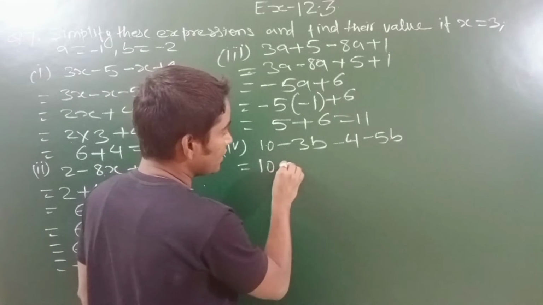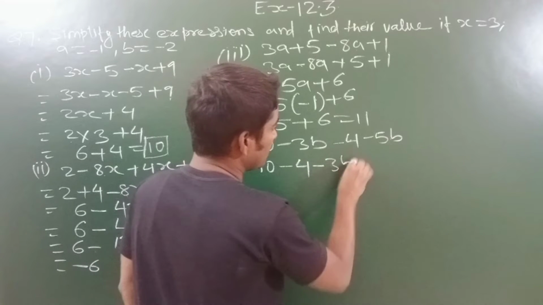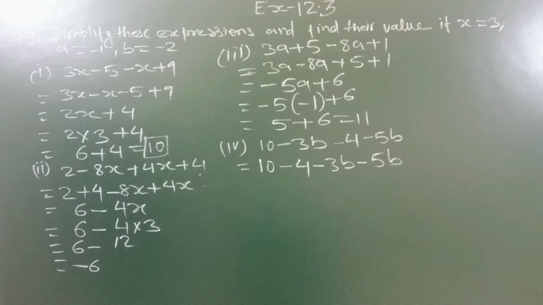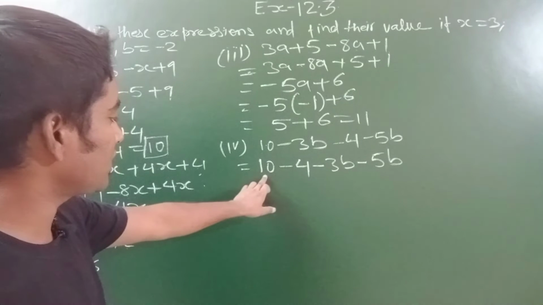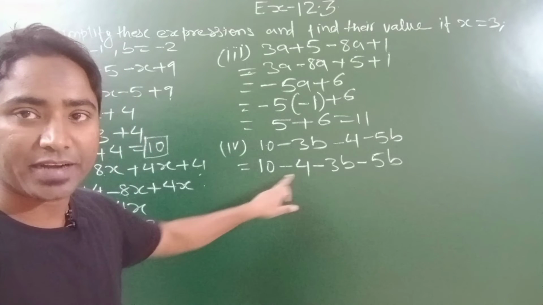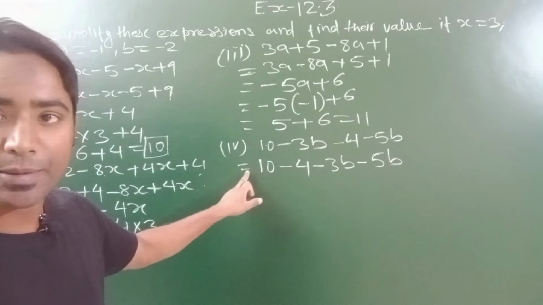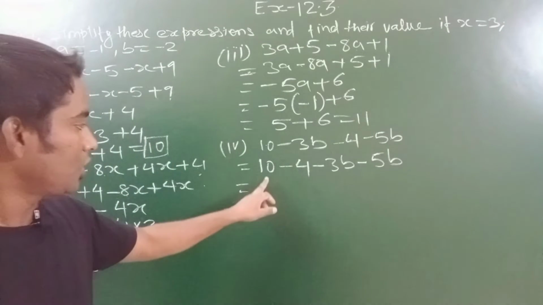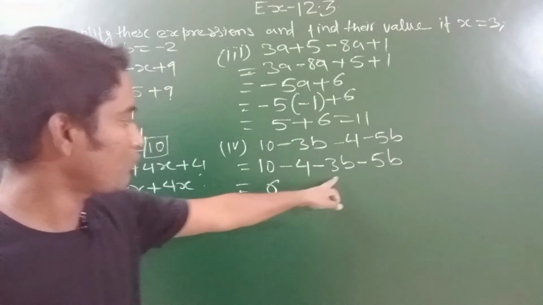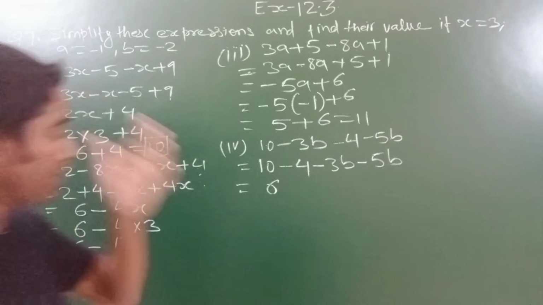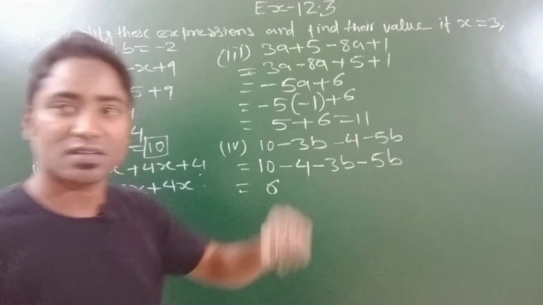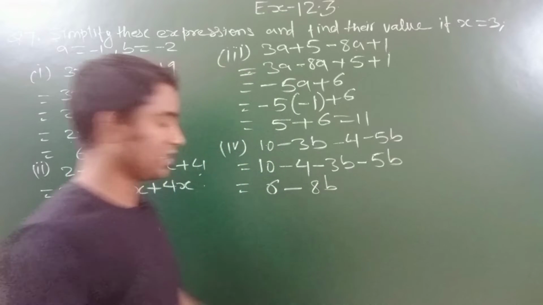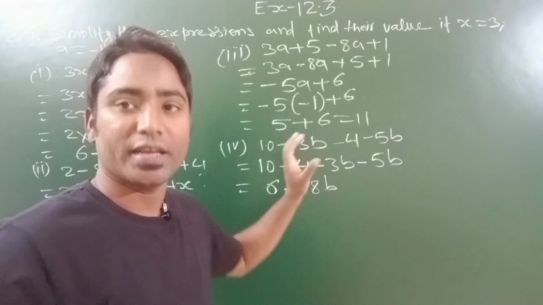So here 10 minus 4 and then minus 3b minus 5b. Now if you perform the operation here, students, one is positive, another is negative, so we will subtract them and consider the sign of the greater number. 10 is greater, having plus sign, so in the result we will have plus sign, no need of writing. 10 minus 4 you will have 6, and here both are having the same minus sign, so we will add them and consider the sign minus. So 5 plus 3 will give you minus 8 followed by the variable. This is the simplified form of the expression.